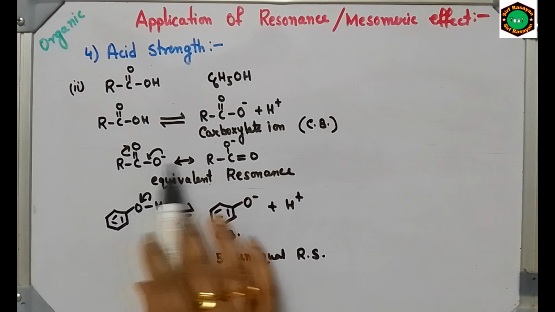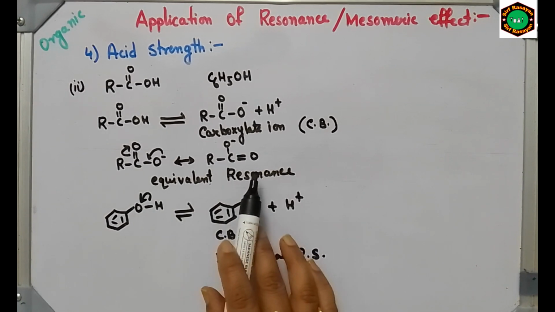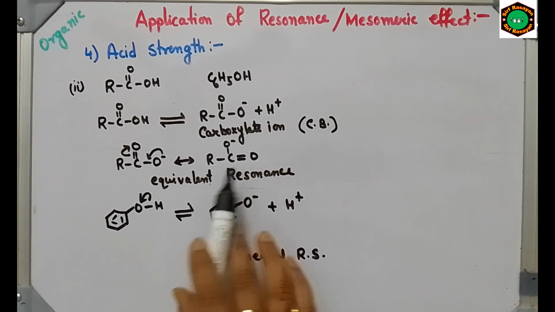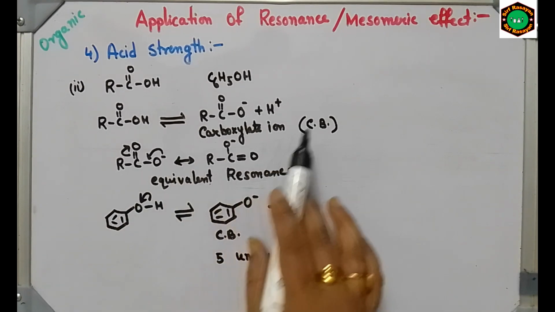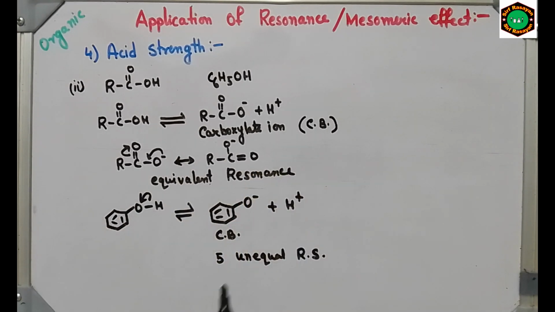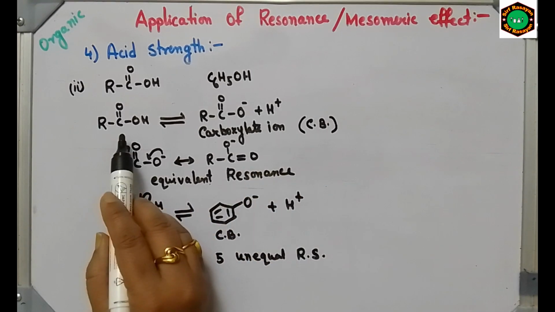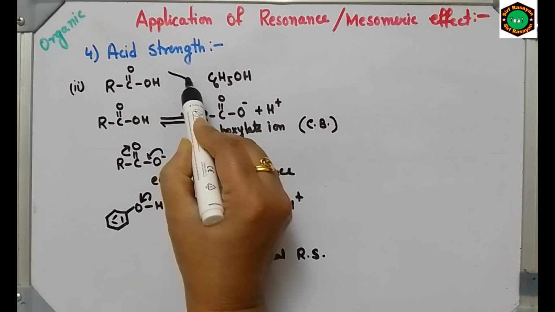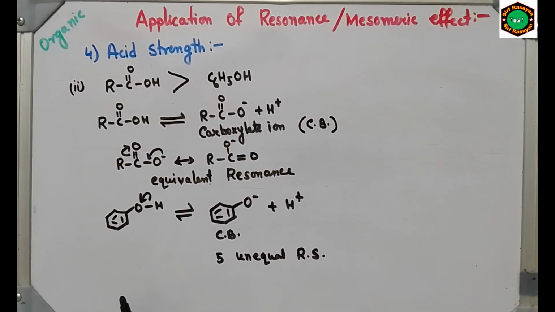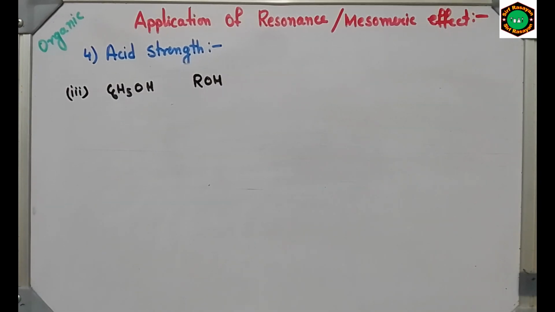Since it is having equivalent resonating structures, that's why it is more stable. This conjugate base is more stable. Therefore, corresponding acid is more acidic. Therefore, carboxylic acid is more acidic than phenol. Next question is, between phenol and alcohol, which one is more acidic?